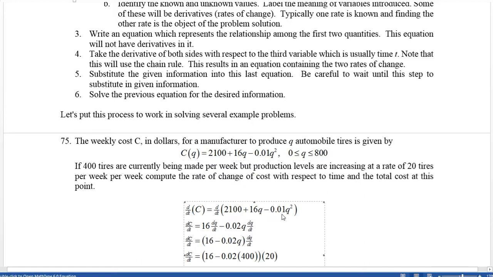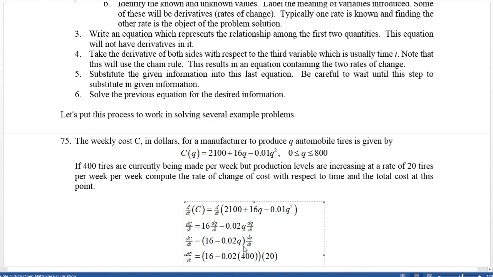And here, though, we can use the sum rule. The derivative of 2,100 is 0. That's a constant, so that derivative is 0. The derivative of 16Q is 16, but then times dQ over dt from the chain rule. The derivative here is 2 times the first part, which is negative 0.02, the Q goes down to the first power, and then you have a dQ over dt. Now, these are multiplications here, 16 times dQ over dt, and multiplication here. So we can use the distributive property to factor that out, and so you see that you get this line here.